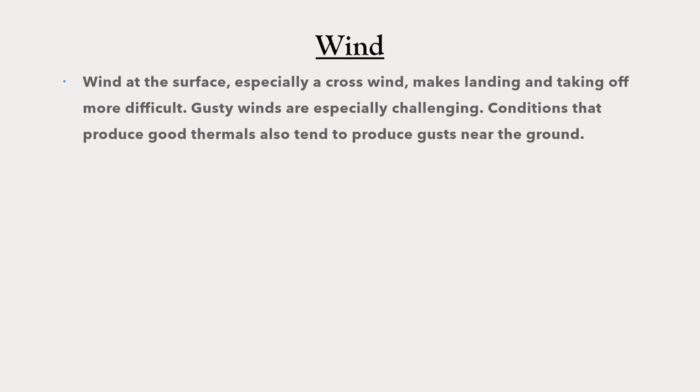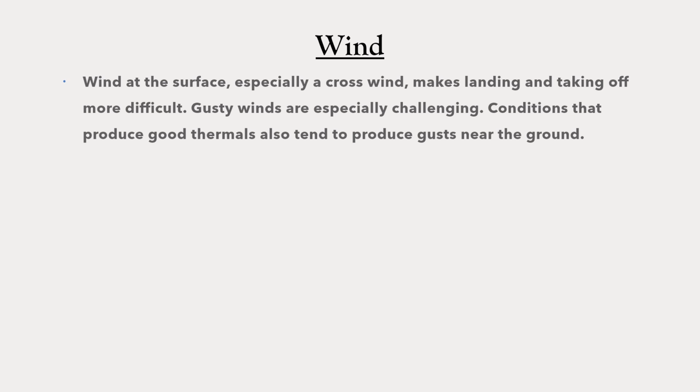Another type of adverse weather condition we need to consider is the wind, both surface winds and winds at altitude. So at the surface, wind tends to make it more difficult to land and to take off. That's especially true of crosswinds and gusty winds. With a power plane, if you encounter a gust when you're close to landing, you can go around and come back and take another try. With a glider, you don't have that choice available.